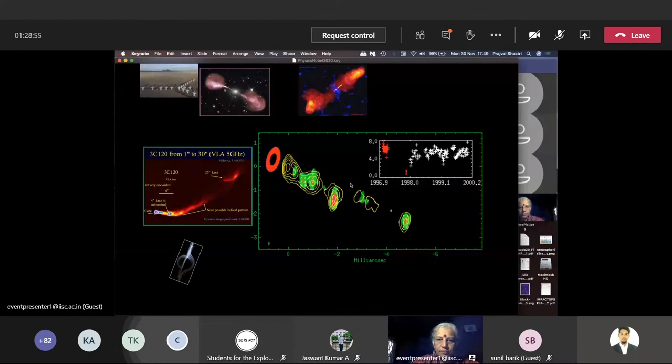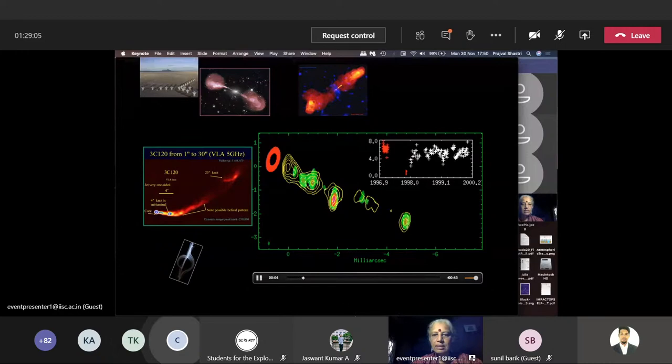This is actually an animation, and I'm trying to play it. So can you see why the animation is not showing? Can you see the animation? No, ma'am. Okay, that's something to do with Microsoft Teams, because normally the animation plays.